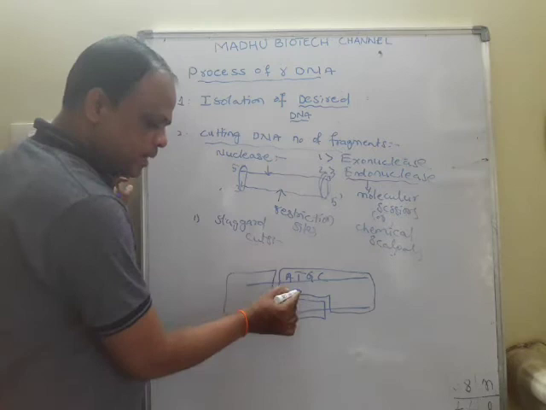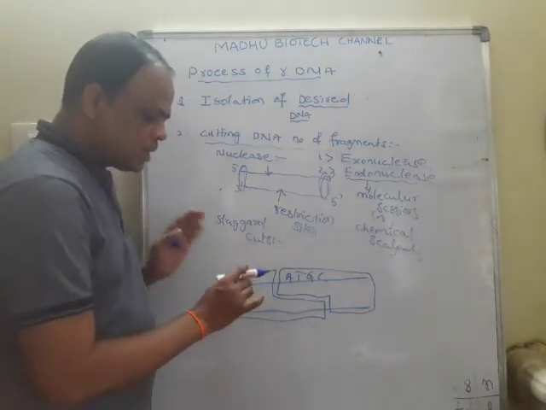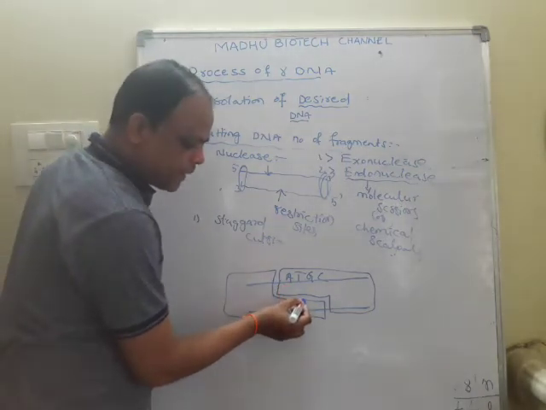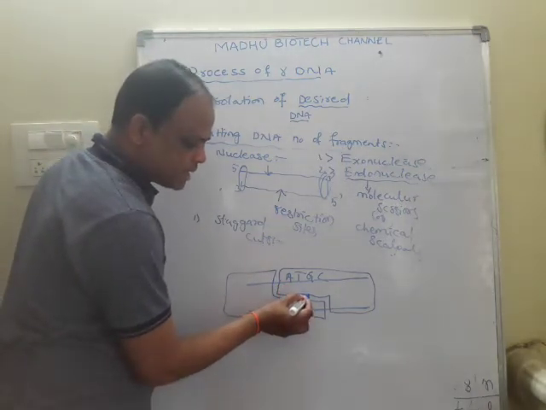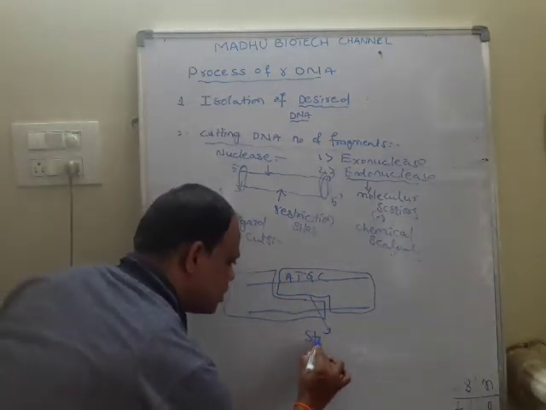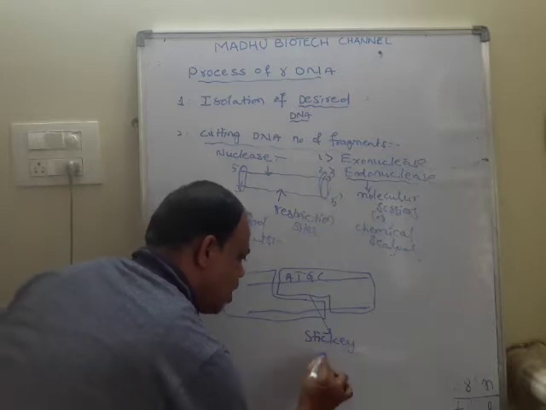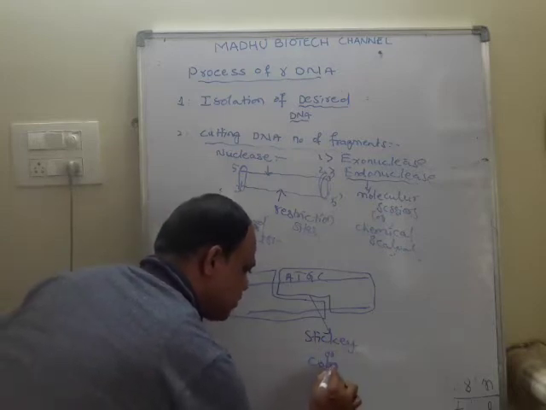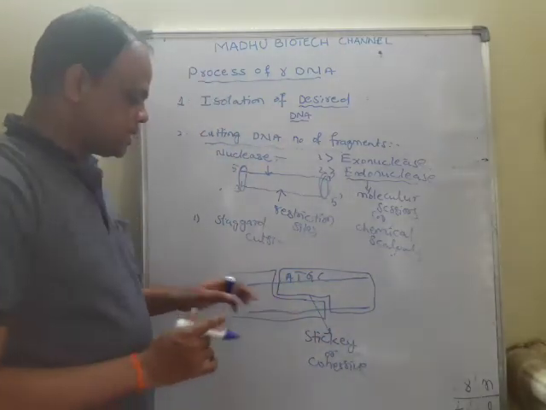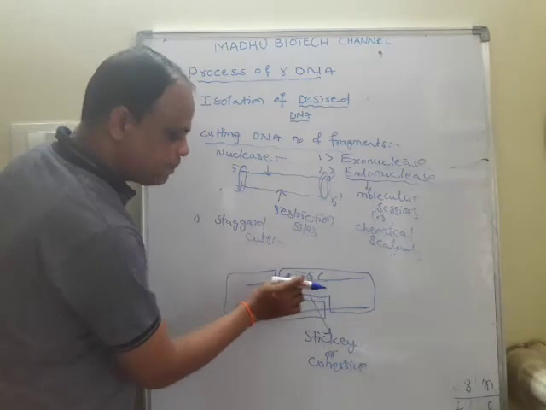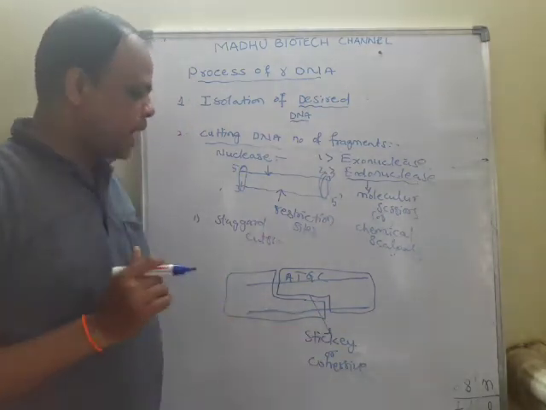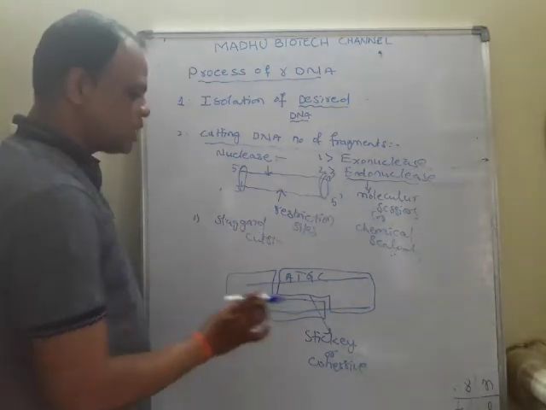These unpaired single stranded ends are called sticky ends or cohesive ends. The leaving single stranded bases are called sticky ends or cohesive ends. This is the staggered cutting.